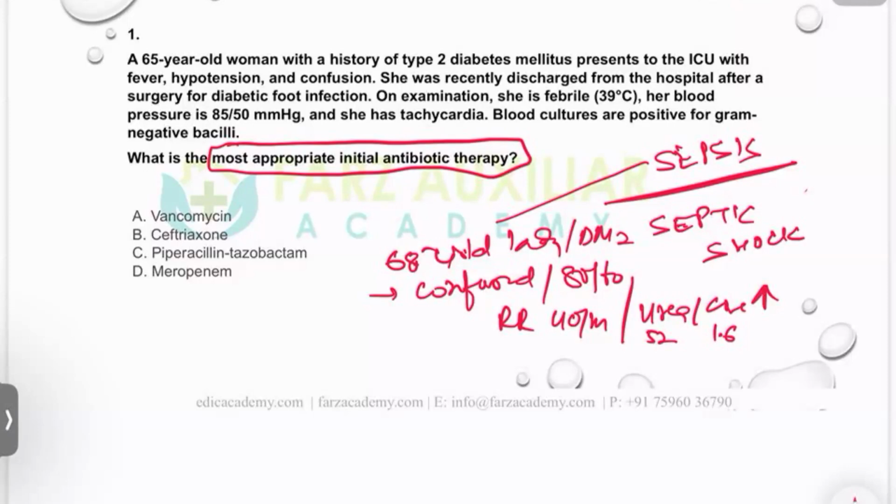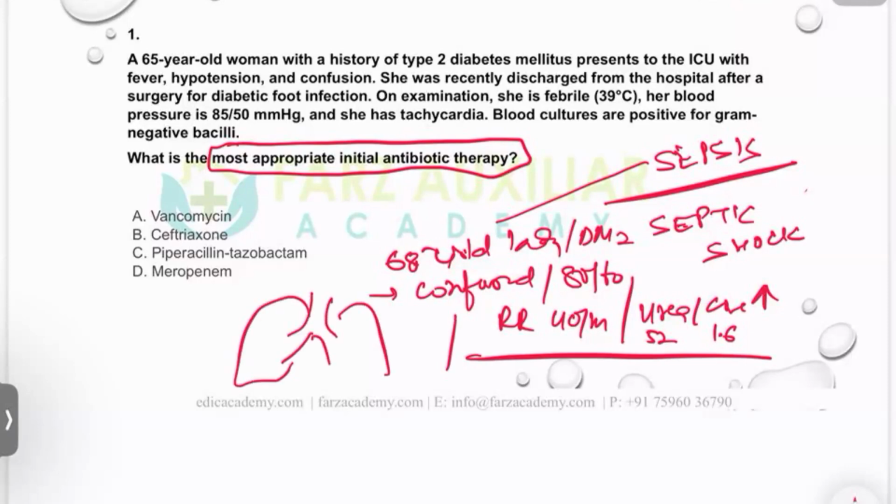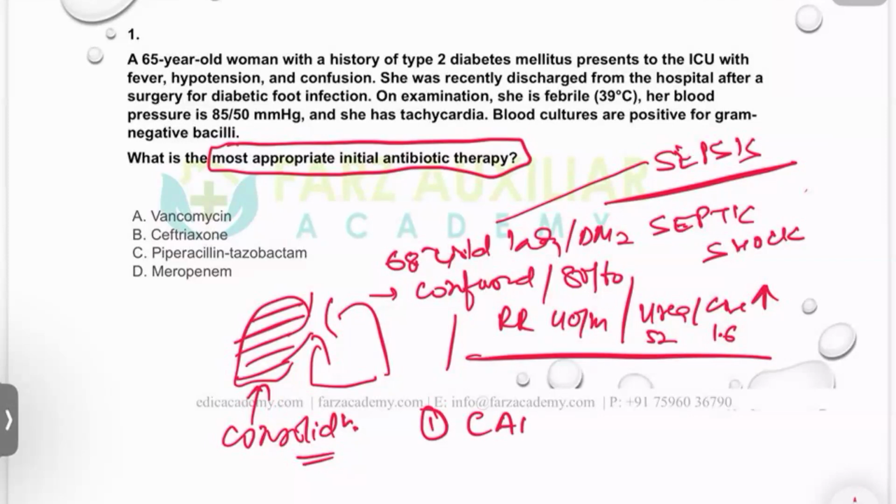So you do a chest X-ray and you find out, fair enough, she has right lobar consolidation. So what does this patient have? Number one, diagnosis. What did you say, doctor? What is the diagnosis? Community acquired pneumonia. So she has community acquired pneumonia.